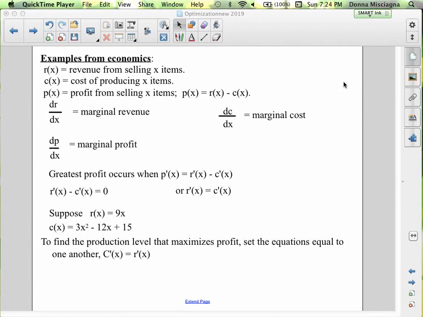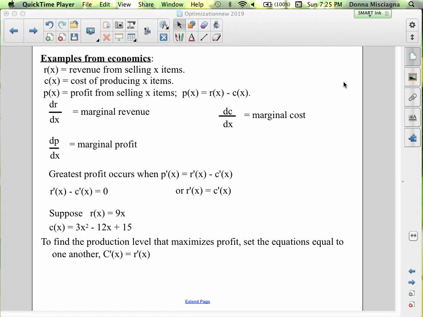Welcome to an optimization problem from economics. So R of X is the revenue from selling X items, C of X is the cost of producing X items, and P of X is the profit from selling X items. And you find your profit by taking the revenue and subtracting the cost.